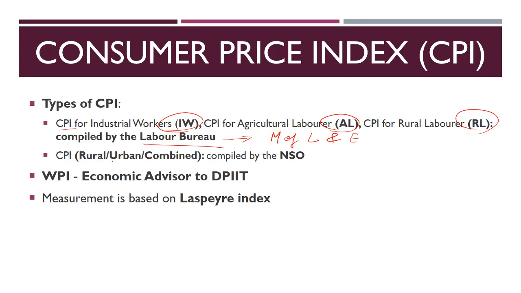Apart from that, there is CPI which is rural, urban and combined. It has three divisions or sectors: rural, urban and combined. This is compiled by the NSO, that is the National Statistical Office, which functions under MOSPI, the Ministry of Statistics and Program Implementation.